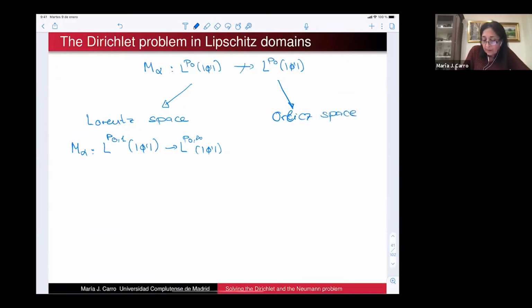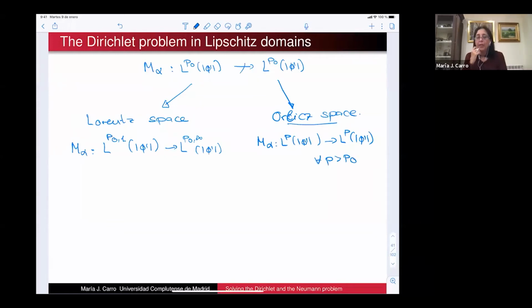And this second path is based on the following thing. We know that M alpha is bounded from LP of phi prime into LP of phi prime for every P bigger than P0. This is what we have said before. But it is not bounded from LP0. So if this happens, it means that the norm of M alpha on that space has to blow up to infinity when P goes to P0.